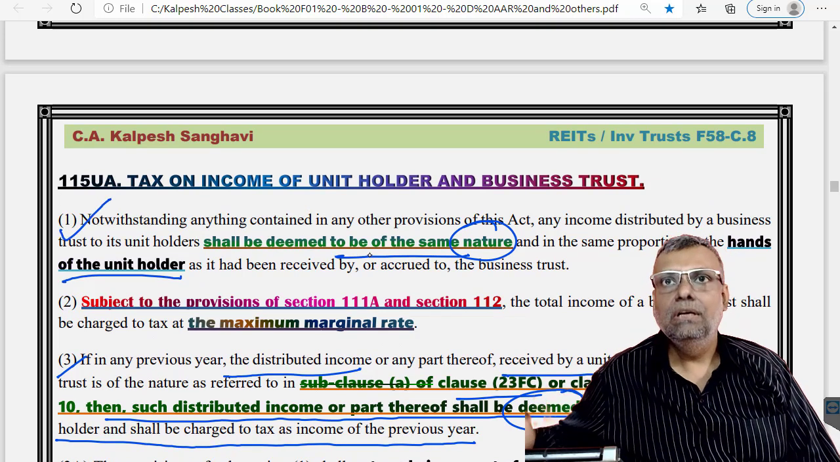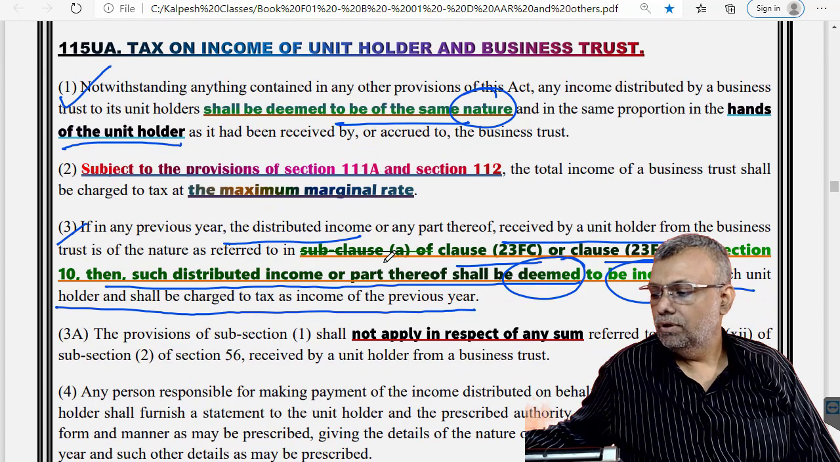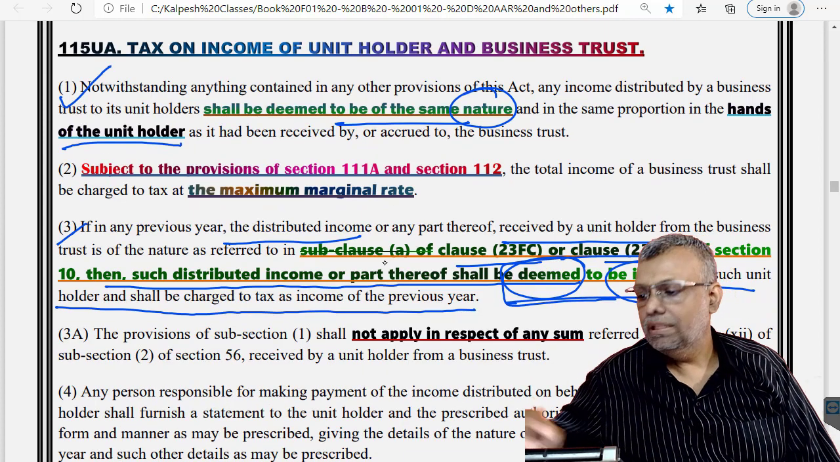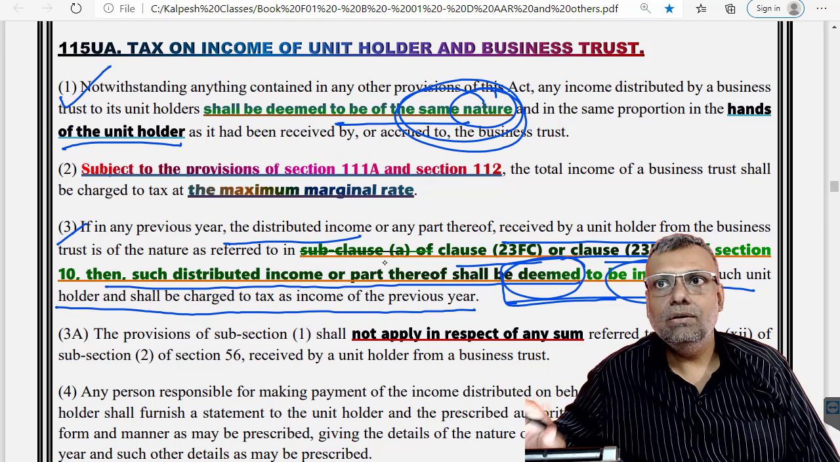That is subclause 1. When you read these two things, it is very much clear, very much sure, that exempt incomes in the hands of the business trust will become deemed income in the hands of the unit holder, and it will be of the same nature. As simple as that.